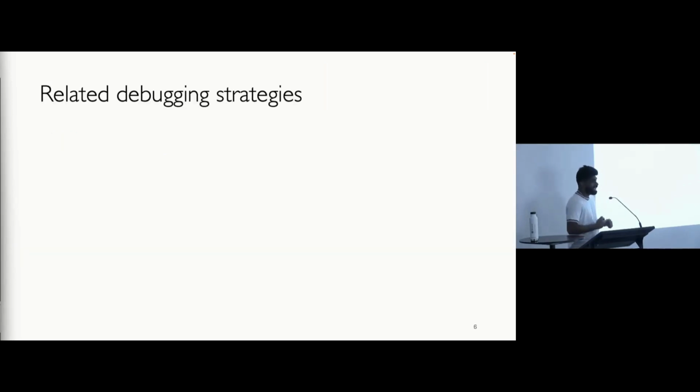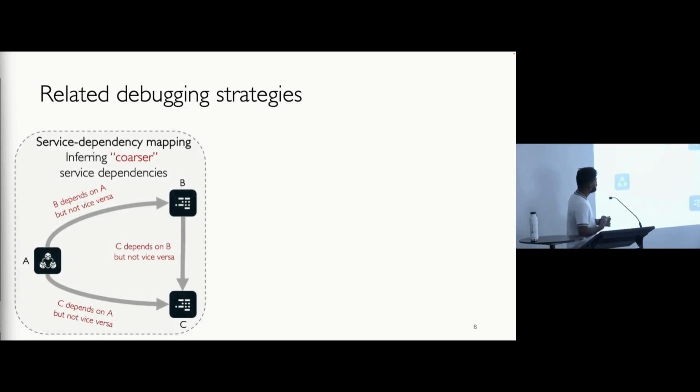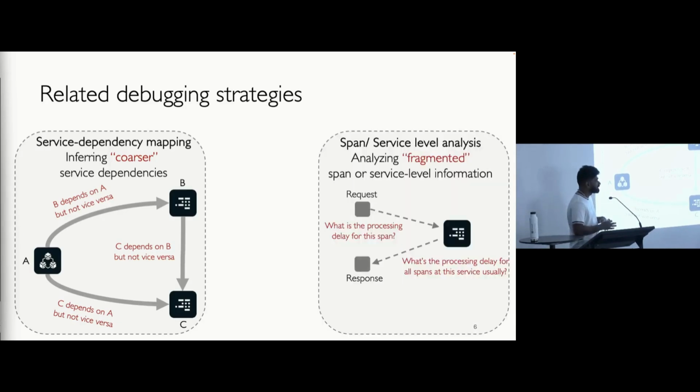By the way, end-to-end tracing is just one debugging strategy. There are other related ones. For example, you have service dependency mapping, where the idea is to infer coarser service dependencies, like the fact that service A depends on B and C, whereas B and C do not depend on A. You also have span or service-level analysis, where you can analyze these fragmented spans or service-level information. Like you can ask, what is the processing delay for the span? Or, what's the processing delay for all spans that arrive at this service? These are not end-to-end queries.